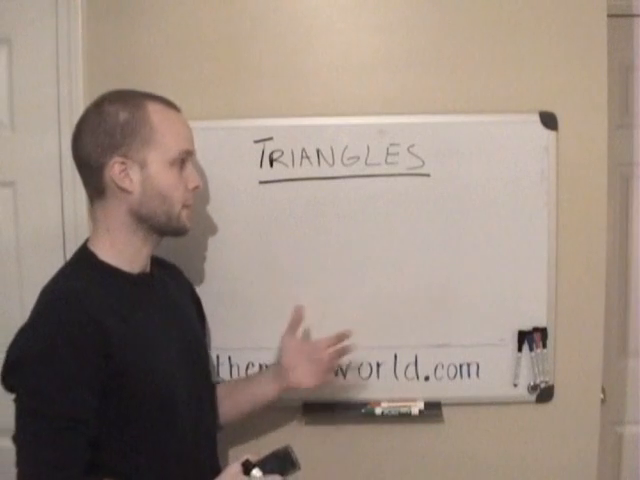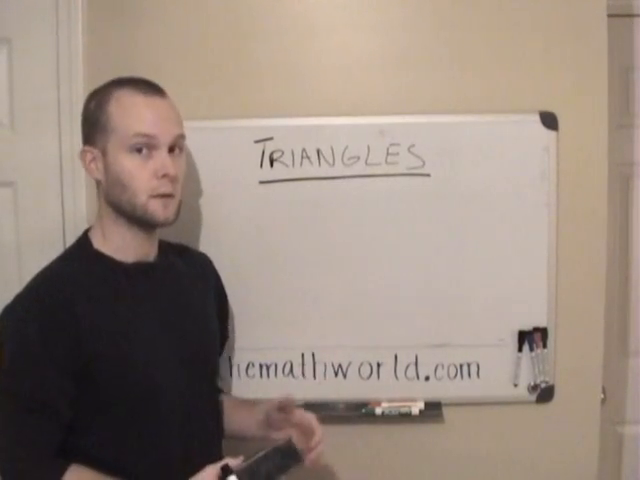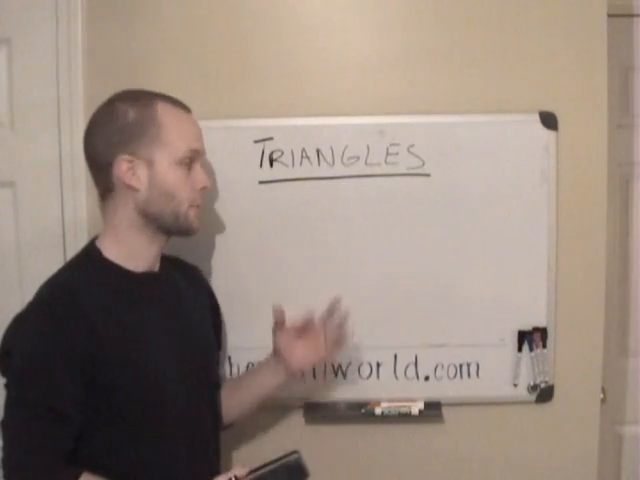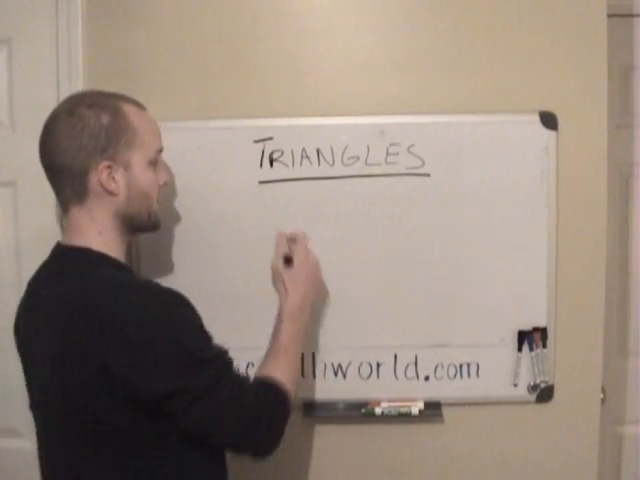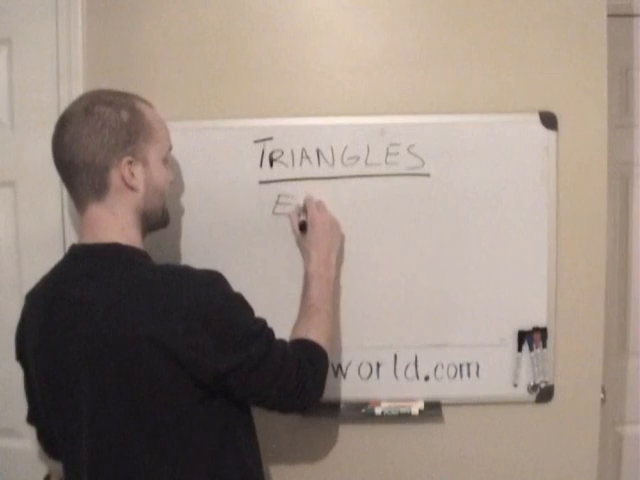Today we're looking at triangles, in particular 3 different types of triangles. We're going to talk about some of the properties that you need to know when dealing with geometry. The 3 triangles are equilateral, scalene, and isosceles. And the first one we're going to take a look at is equilateral.